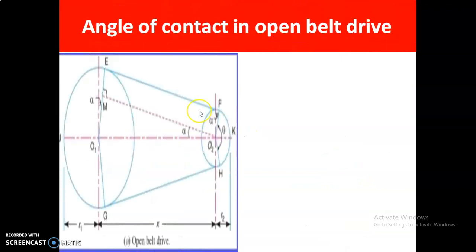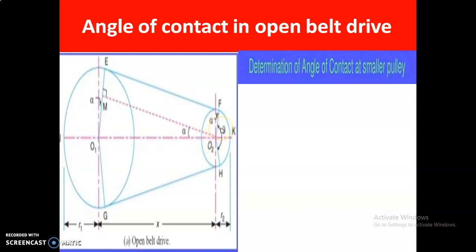So let us start finding the angle of contact in open belt drive. This is a line diagram of the open belt drive. If you want to find the angle of contact, here I am taking the smaller pulley. The angle between point F and H is theta, where theta is nothing but the angle of contact in open belt drive.